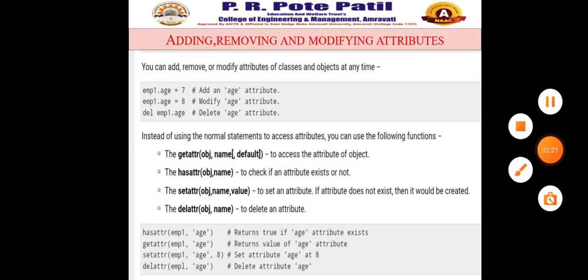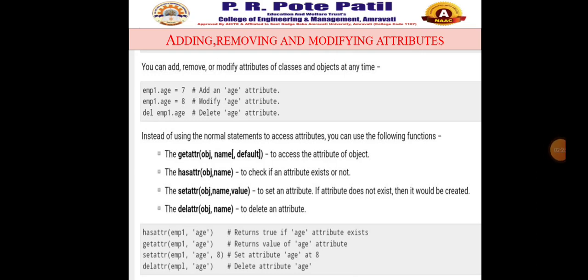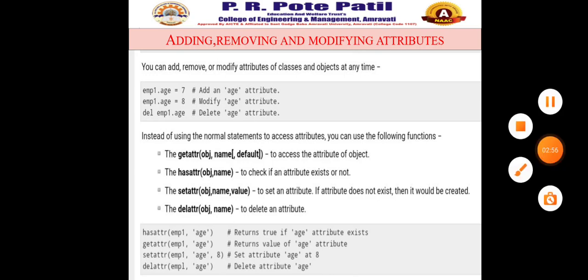Now, one more basic concept used in object-oriented programming terminologies in the Python programming language: you can add, remove, or modify the attributes of classes and objects at any time. So you can add, remove or modify the attributes. This is not possible in C++ and Java, but this is possible in the Python programming language. So let us consider the example here.